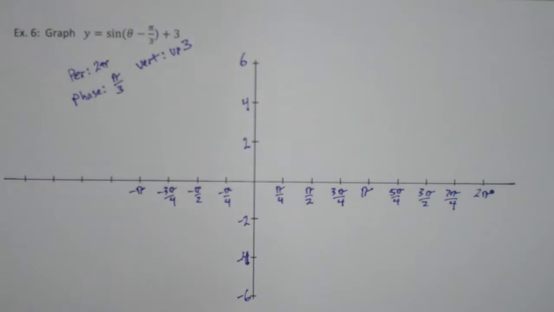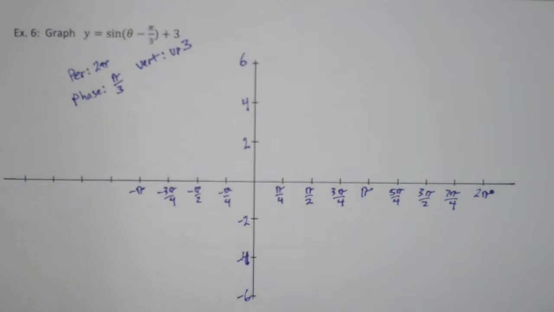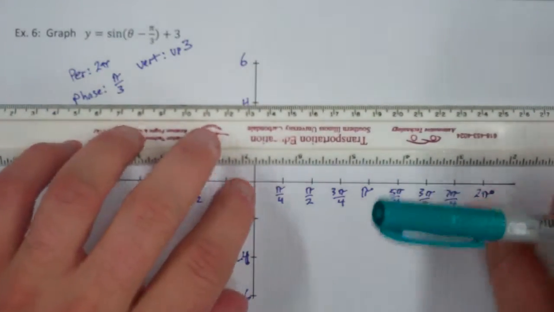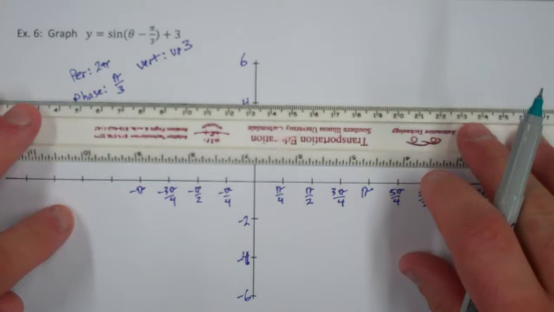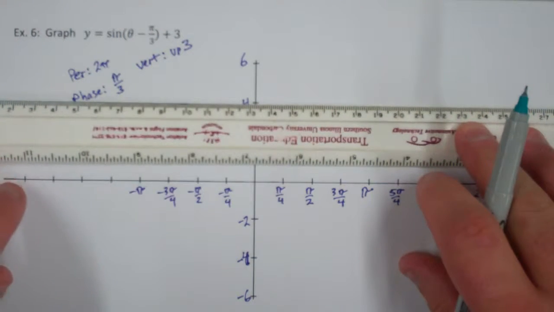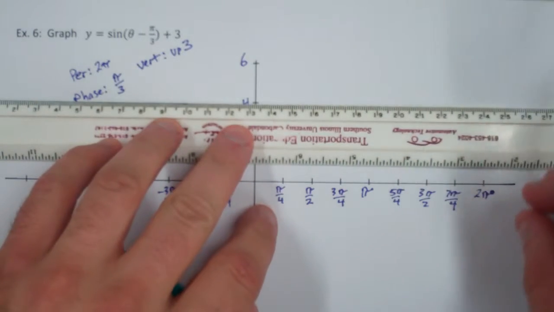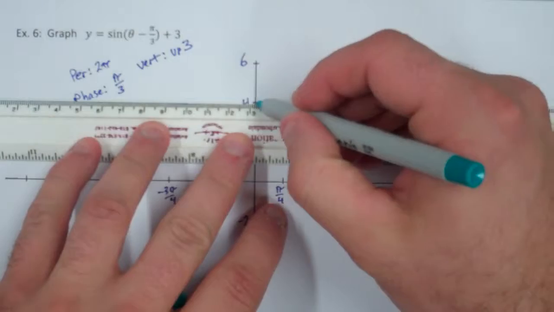Let's plot our top line, midline, and also bottom line. So I know my vertical shift is up 3, and my amplitude is 1. So what I need to do is draw my top line at 3 plus 1. And when you're drawing these, it's nice to line up your ruler correctly. You can look at the bottom of the ruler and look at the x-axis, and that gap should stay the same as long as you're lined up here on the top.